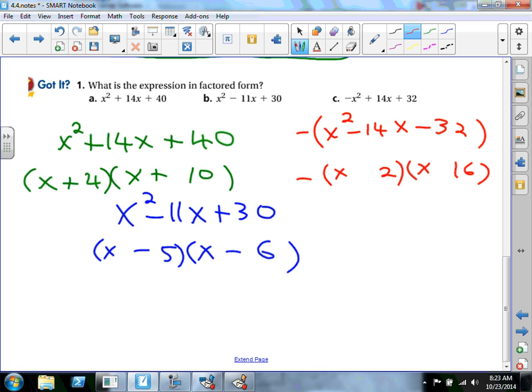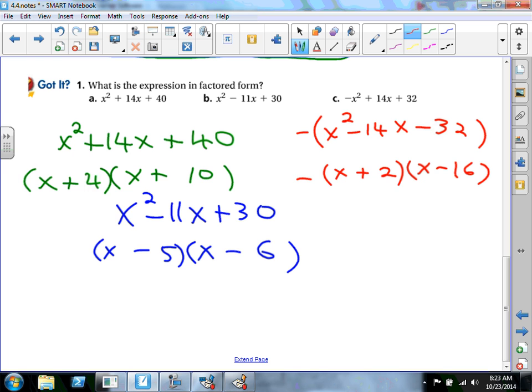Look at the middle term. The middle term's a negative 14, right? So which one gets the negative sign? The 16. The bigger one gets a negative sign here. So a negative there and a plus there. Okay, that's going to be the hardest part that you're going to struggle with: which one gets which sign.